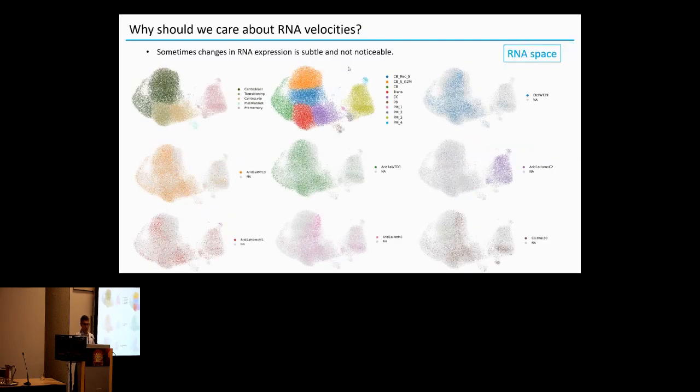So why do we care about the velocities? Sometimes it's very hard to see the changes in RNA expression space. So these are our samples, some wild types and some ARID1A mutant samples and CTCF. As you can see inside this big block, which is the germinal center, everything is homogeneous. We can't see any differential pattern. If we do any gene expression differential analysis, we can see clear differences between different genotypes here.